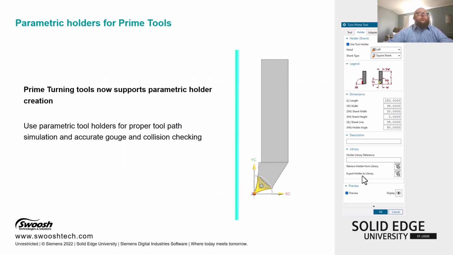All right, we have some new tool type holders. So prime tools have been around for a while now, and NX has supported them. But we didn't necessarily have parametric turning tool holders for prime tools. And that's been one of the additions here. So now we can really accurately go through and check for gouges, collisions, things of that nature with parametric tool assemblies inside of CAM Pro.